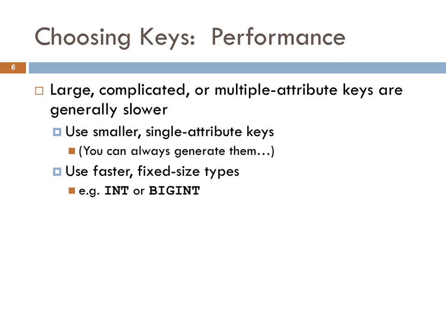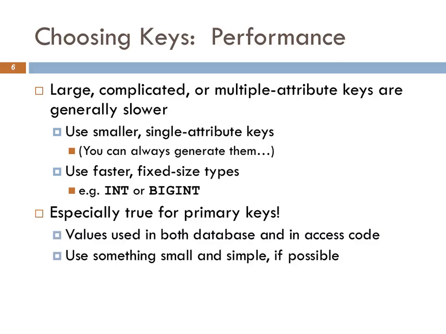Obviously, if you have a set of attributes you want to enforce as a unique constraint, what can you do? At the same time, you can always use a smaller numeric ID associated with that thing, and then you can enforce the constraint in one place and not have that value appearing all over the place. Okay. So both in database and in access code, something small and simple is the absolute goal.